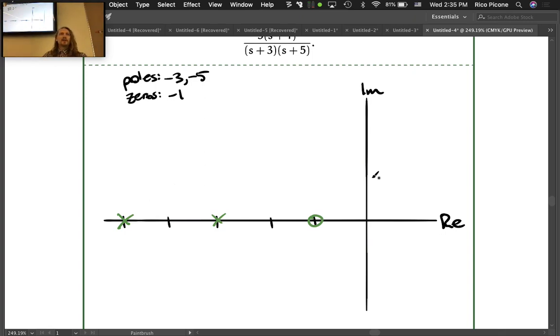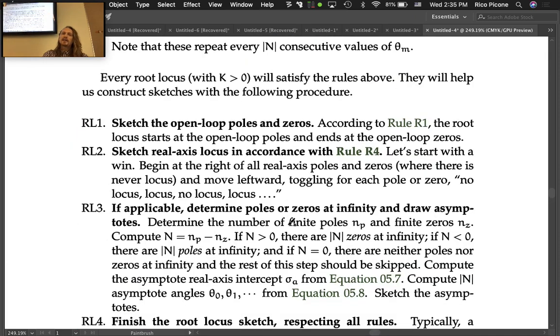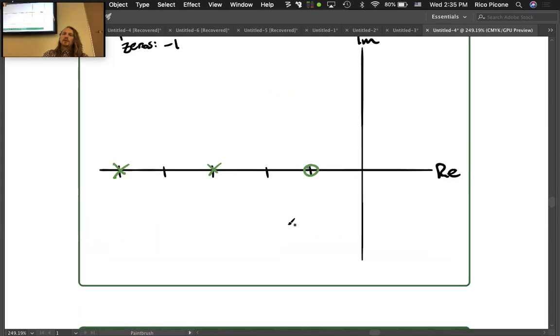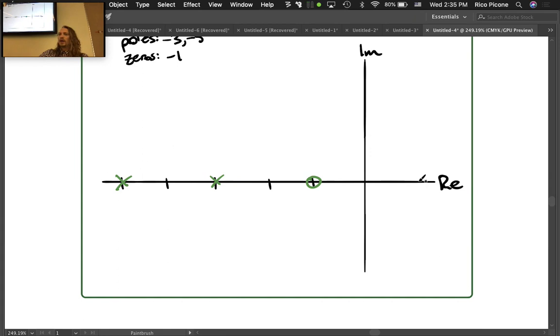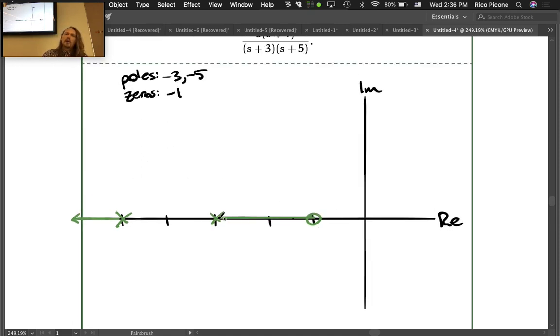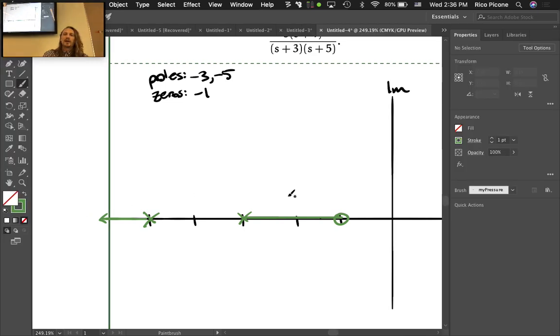So that's pretty easy. Okay, step 2 in the procedure: sketch the real axis locus in accordance with rule 4. So we start to the right of any of the zeros and poles. No locus. We march leftward till we hit the first zero or pole, and after which we have locus on the real axis. So there's locus here. No locus. Again, toggles off. Then again, locus there. Okay. So now we've got our real axis done. And we see that one of our poles goes to this zero, and the other pole goes off to infinity. We didn't even compute the asymptote. We're kind of already done though, but let's go ahead and double check that we're done.